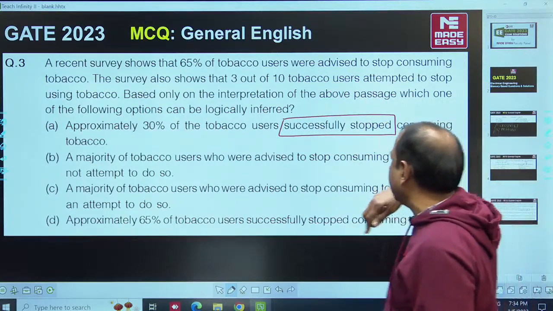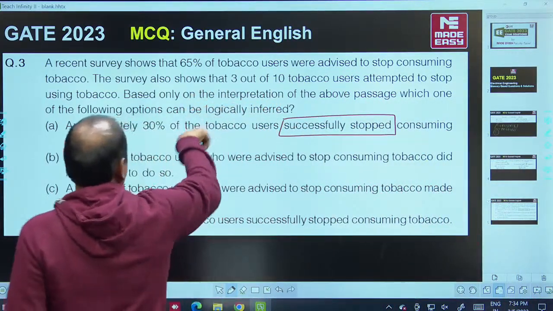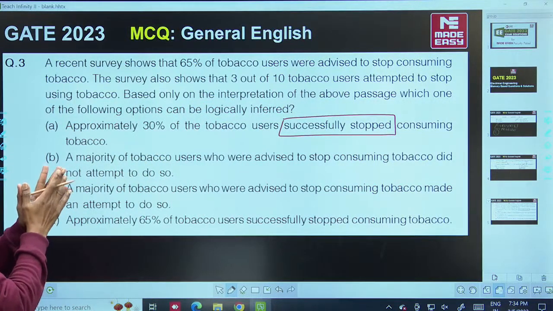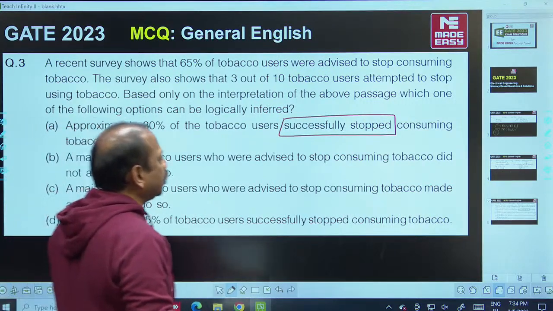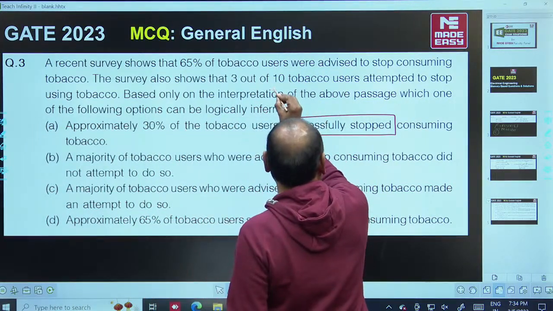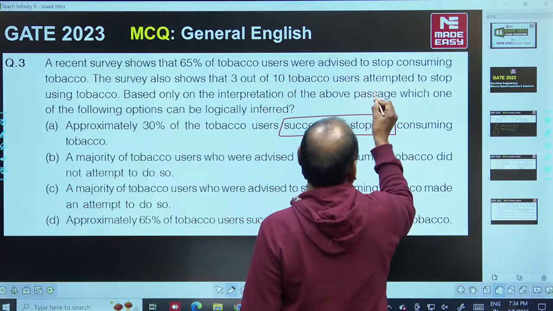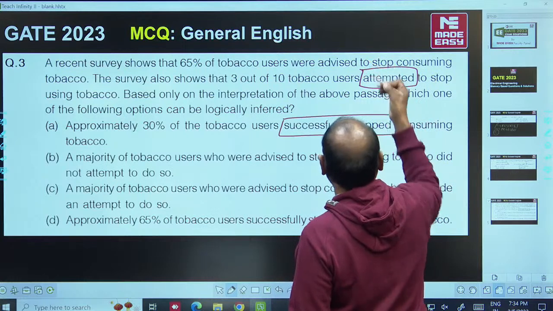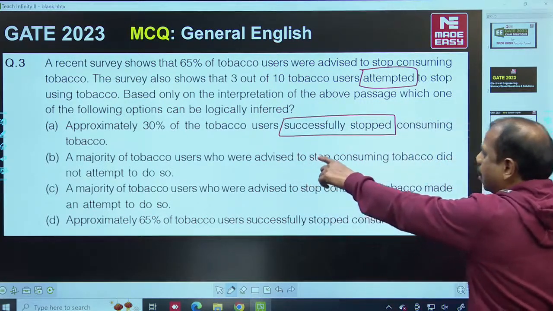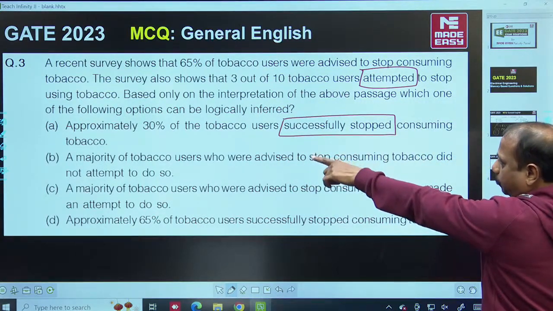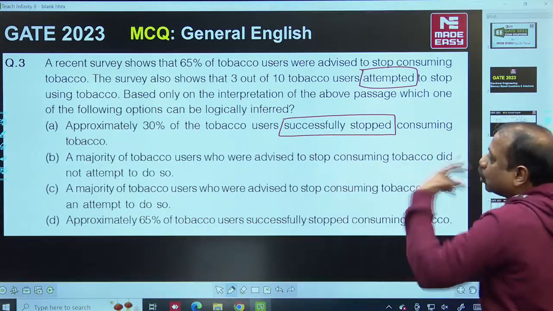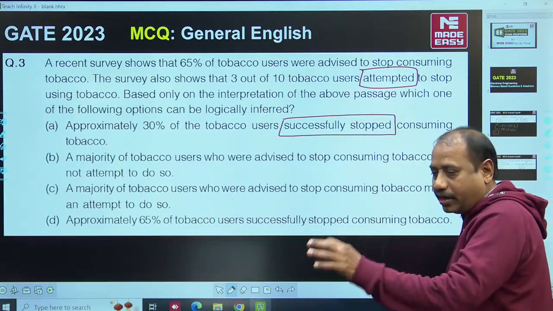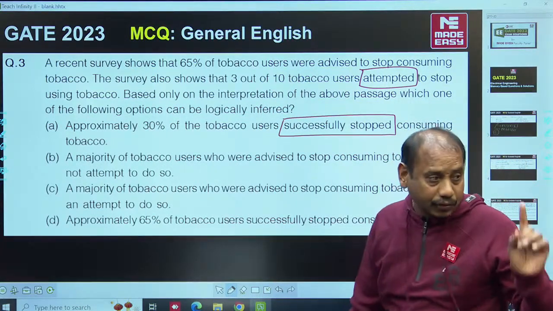What does the passage say? Look at this. 3 out of 10 tobacco users attempted to stop using tobacco. They attempt, 3 out of 10 users of tobacco attempted to stop. You need to consider this word attempt in order to eliminate option A, right? So option A is saying that they were successful in stopping, but it says they only gave an attempt. Every attempt does not yield a good result, positive result. So first one is wrong.